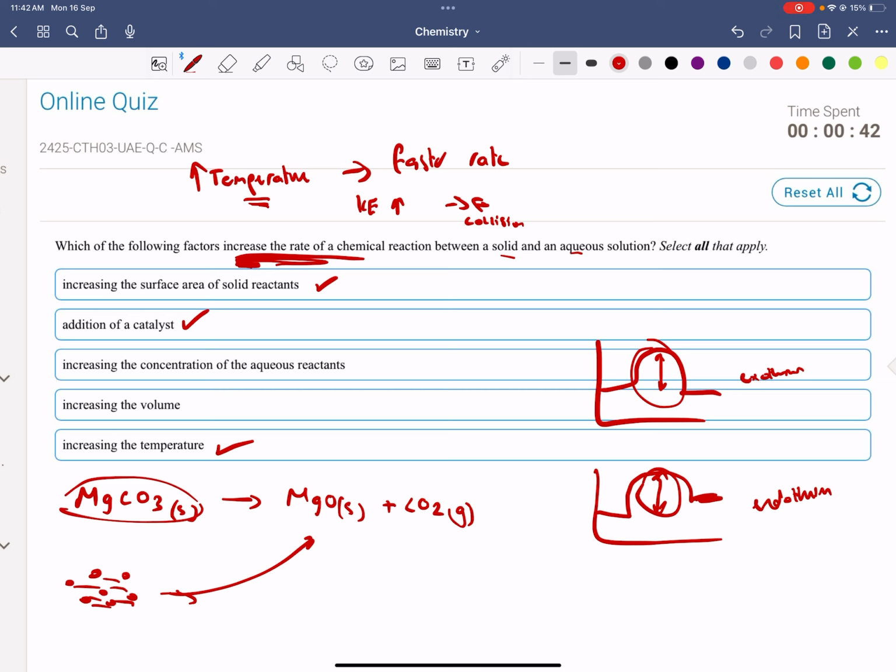And of course, if we increase the concentration of the aqueous reactants, they're more likely going to have collisions, and that's why there is a faster chemical reaction. Now, if we increase the volume, think about it logically. If I have a small box or a large box, in the large box they're going to be spread out more, so they're less likely to collide with each other. However, if I have a smaller volume, they're all close to each other, so they're more likely going to react with each other, which increases the rate of chemical reaction. So this is wrong. It should be a decrease in volume.